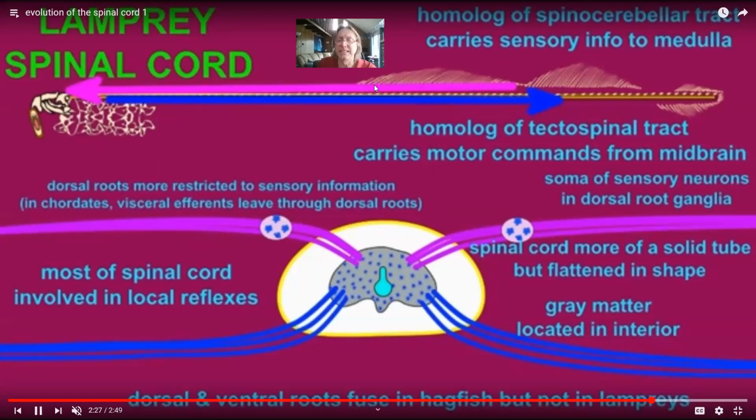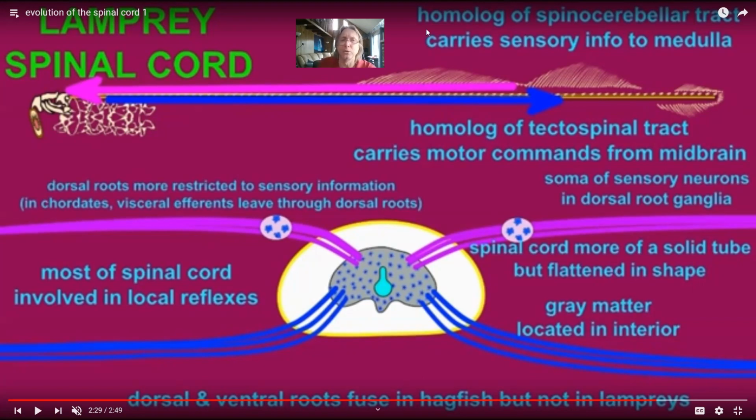So for the most part, the spinal cord is running the body. The brain is running the head, and it doesn't send a whole lot of commands to the body. So most of the body is run on more local reflexes, not originating in the brain. But there are tracts which do reach the brain from the spinal cord, and there are homologs of tracts which we see in the higher vertebrates like ourselves.